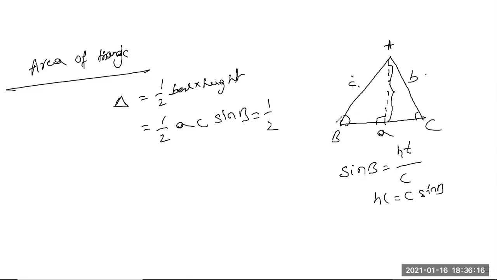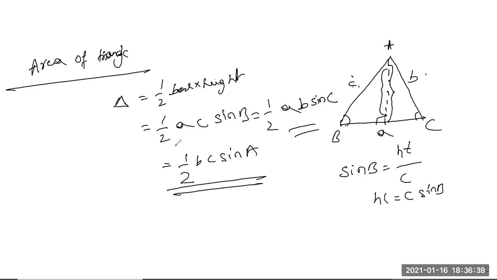Same as if I have taken A as the base, then I can also write half B sin C, sorry, B sin C. Similarly, half AB sin C, or half BC sin A. Okay, this is the area of a triangle in terms of A, B, C, and if there is an angle given. If there is no height given, then you have to find it like this, half AC sin B.